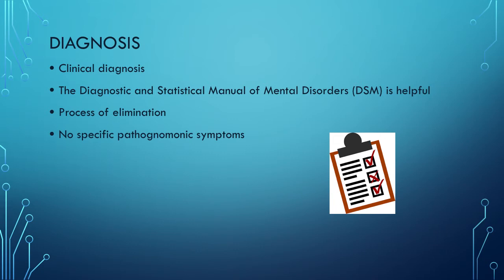Schizophrenia does not have a specific symptom that is pathognomonic for the disease, but there are some that are more commonly associated with schizophrenia, such as paranoid delusions, auditory hallucinations, psychosis.